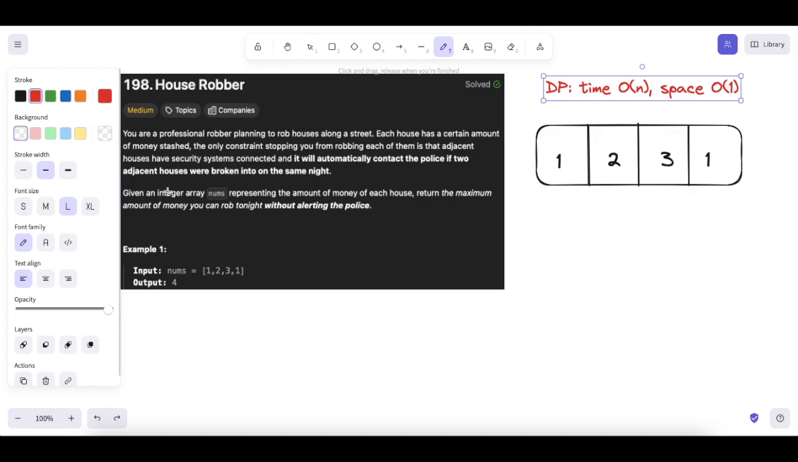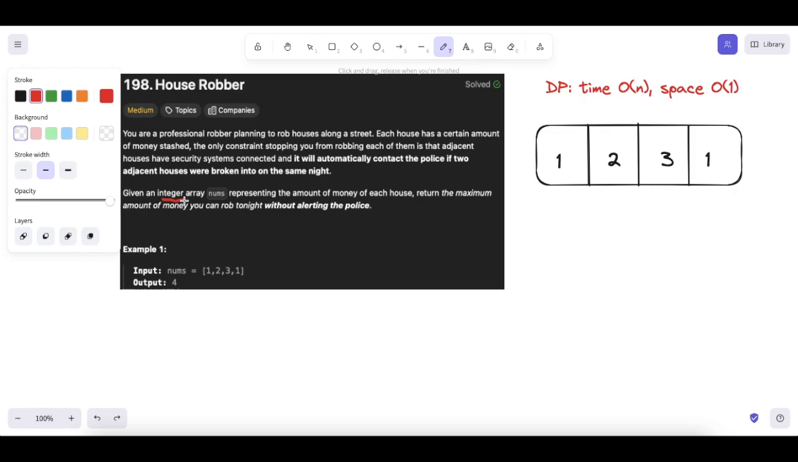In this problem, we are given an integer array called nums, and this array represents the amount of money in different houses. We want to imagine that we are a robber, and we want to rob these houses in a way that will generate the most amount of money. However, we must keep in mind that we cannot rob two adjacent houses. After robbing these houses, we want to return the maximum amount of money possible that we can rob from these houses without robbing two adjacent houses.